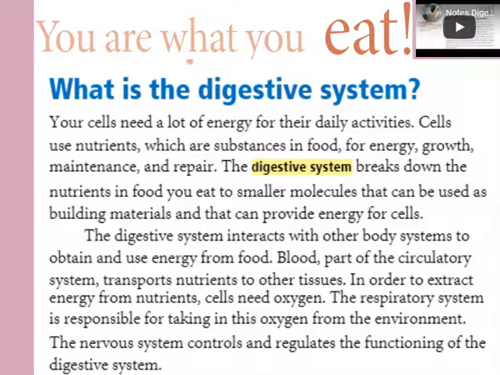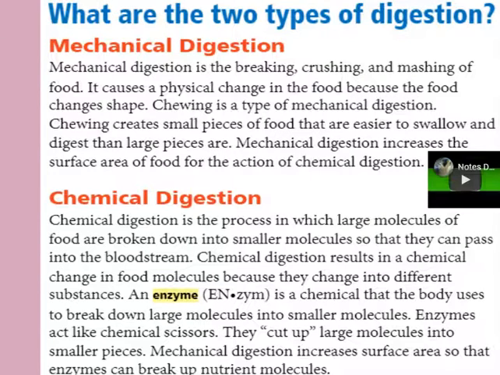All right, then we have another couple of paragraphs from the book. Of course, you can have that read here. What is the digestive system? Just general information about that. The two types of digestion, mechanical and chemical, and here again you could have that read.